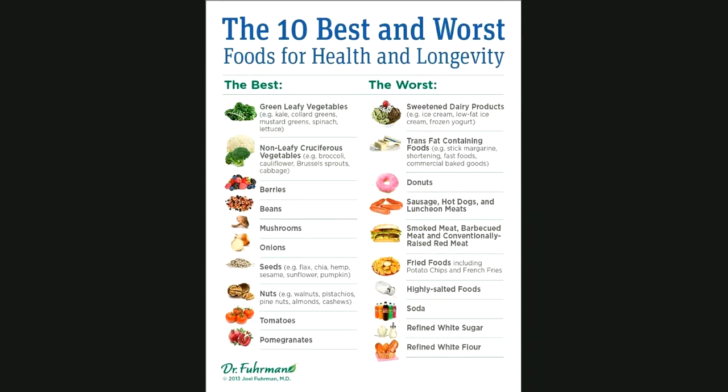And these polls are anonymous. So you could click yes or no. Do you see the poll at the middle bottom of your screen? All right. It says, do you eat mostly from the best list? And the best list has dark green leafy vegetables, cruciferous vegetables, which is broccoli, cauliflower, cabbage, berries, beans, mushrooms, onions, seeds, nuts, tomatoes, pomegranate. Okay, so that's about half and half.